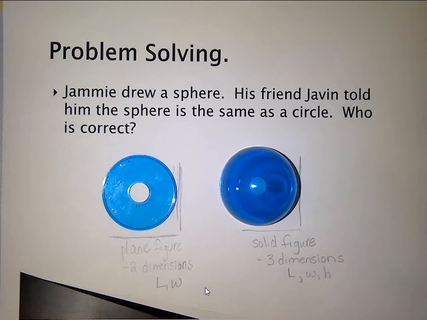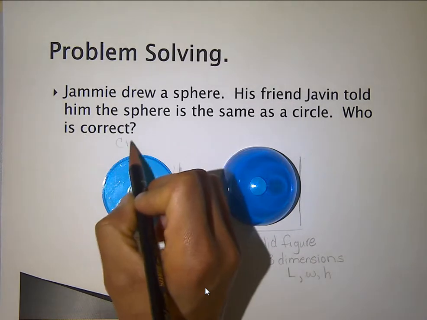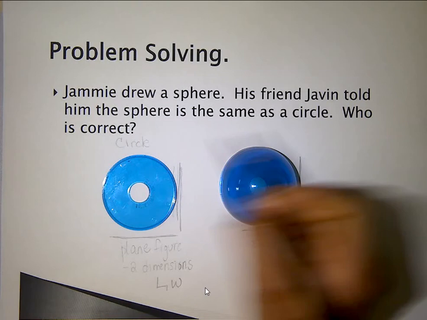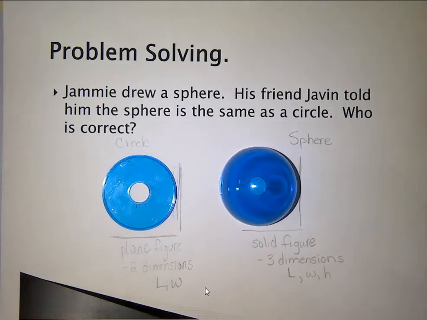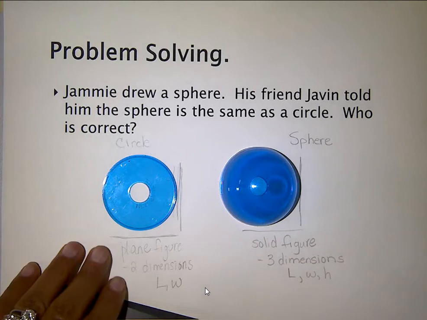So, are a circle and a sphere the same? No, they are not. They are very different because of that one dimension. So let's take a look at a couple other solid figures.